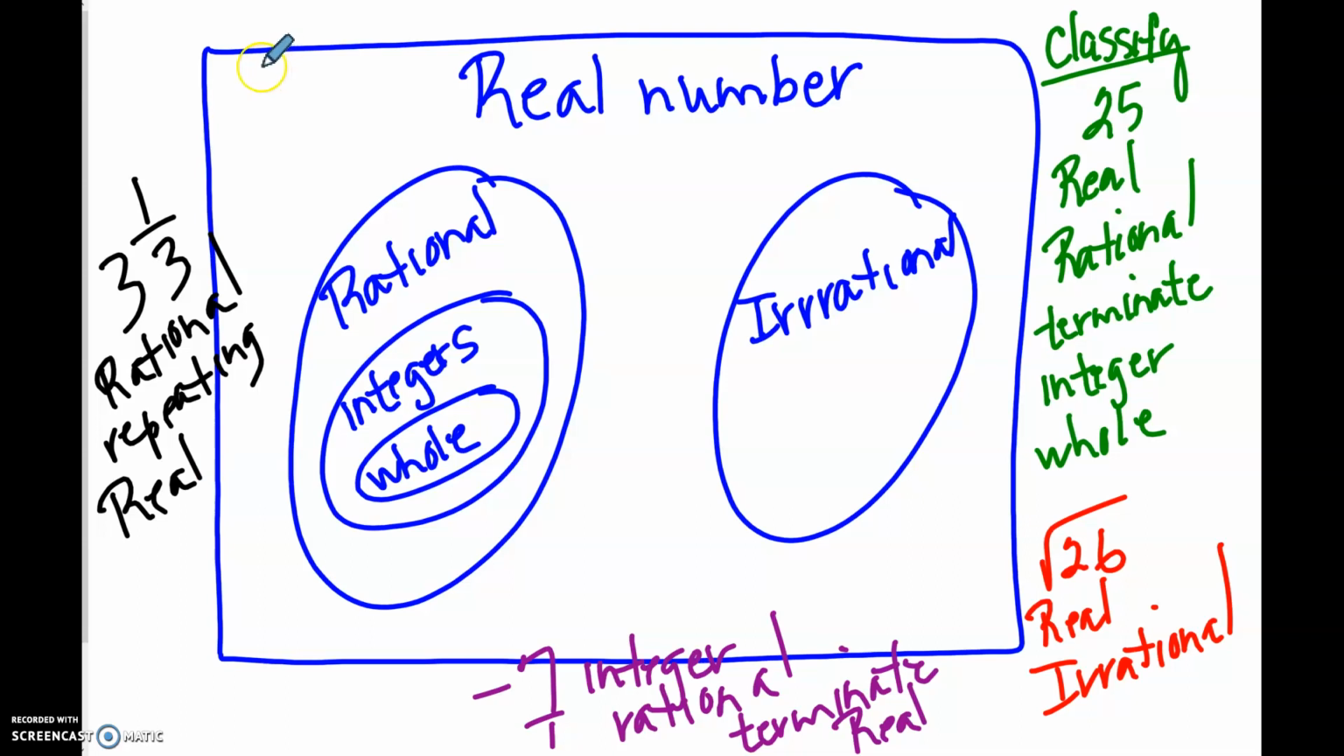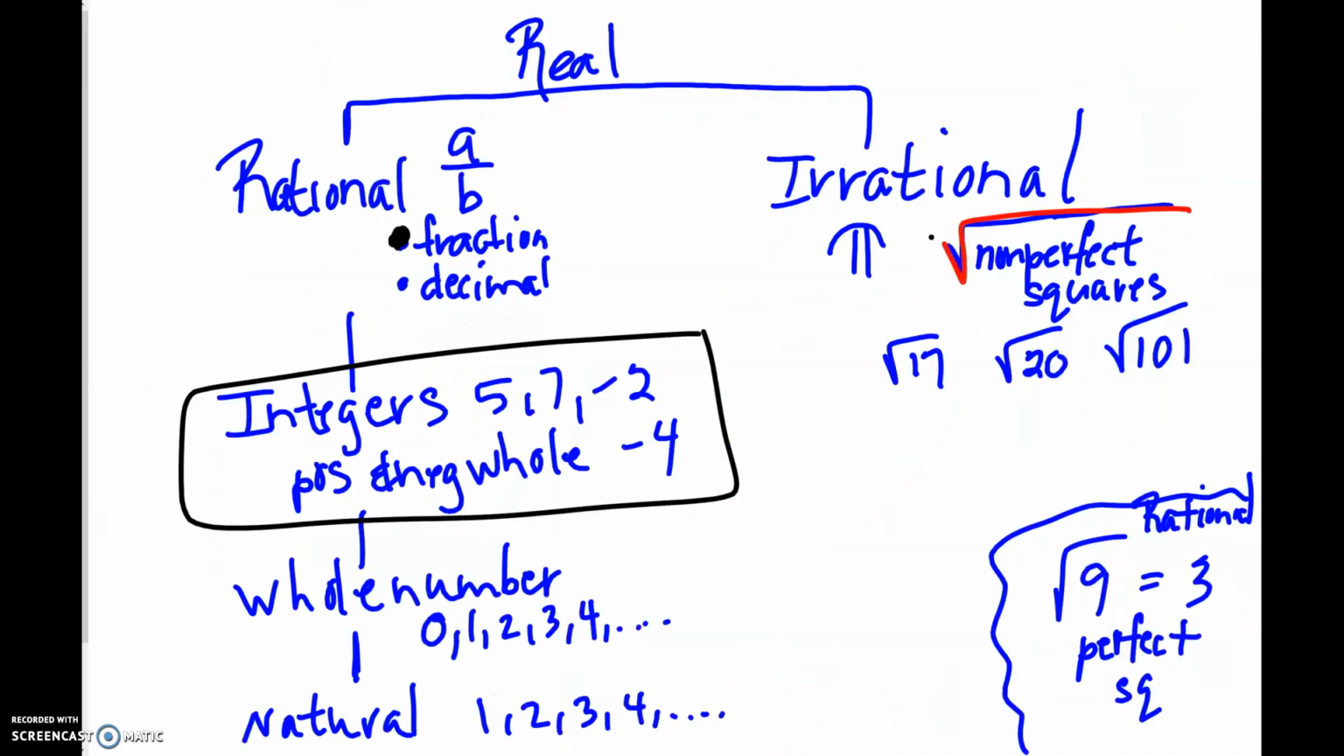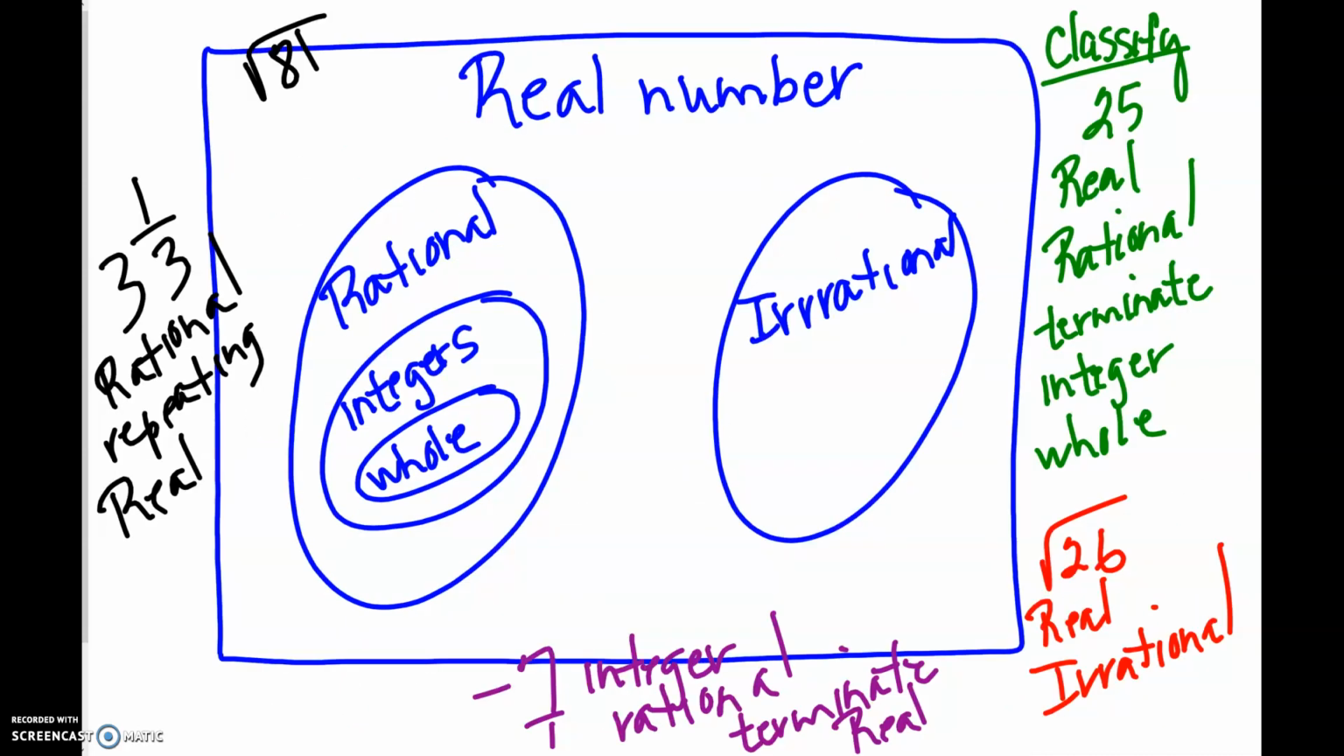If we take the square root of 81, some kids just look at that and see the square root sign, because back here we had this square root sign. But notice I didn't say any old square root. I said your non-perfect squares. See down here where I said the square root of 9, that is a perfect square, that is rational. So let's go back to the square root of 81. The square root of 81 is a perfect square. It is the number 9.